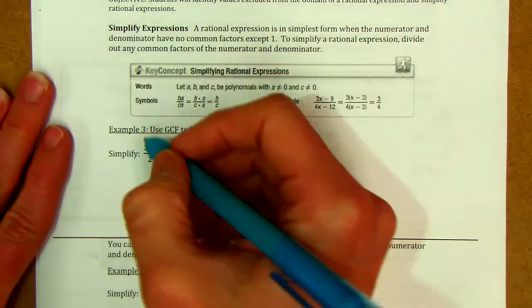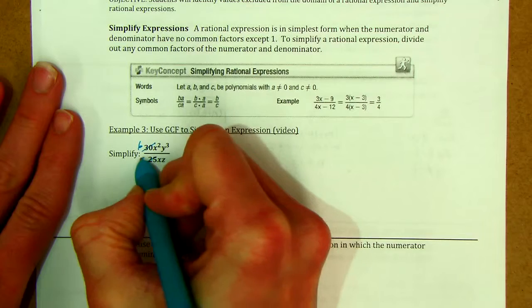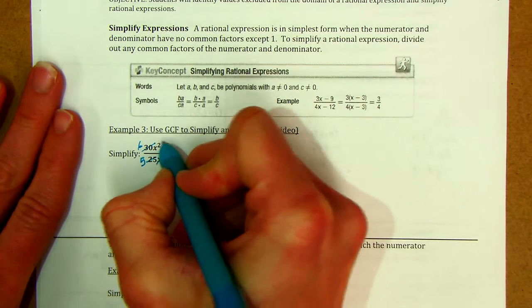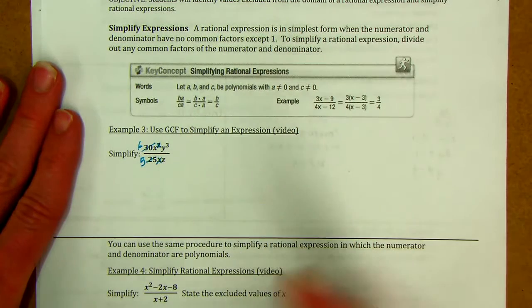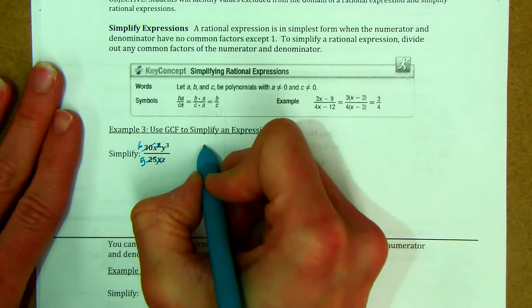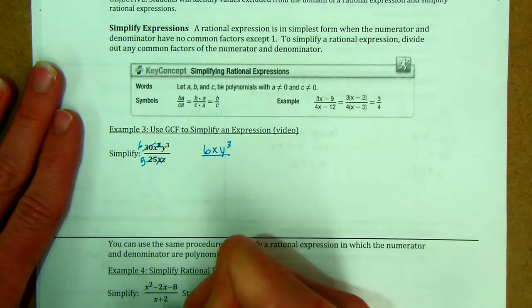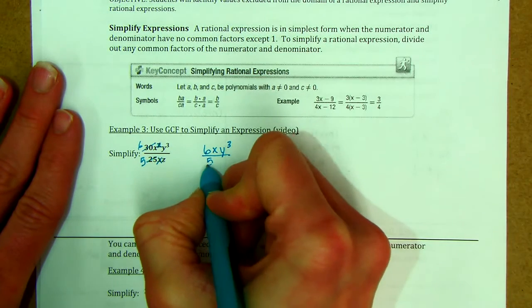Then I can take out one of the x's, which makes that x to the first, and I can't do anything with the z, so I have 6xy to the third in the top, in the numerator, and a 5z in the denominator. So there we have it.